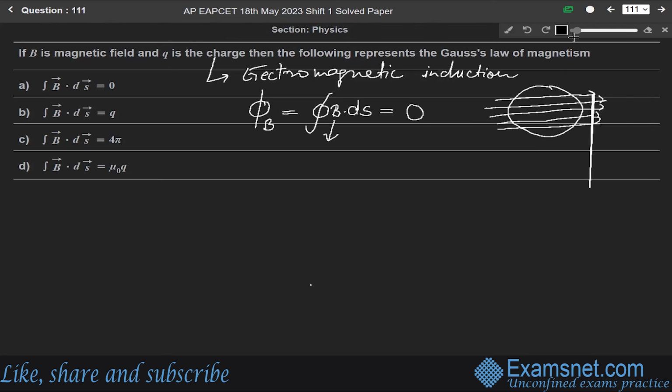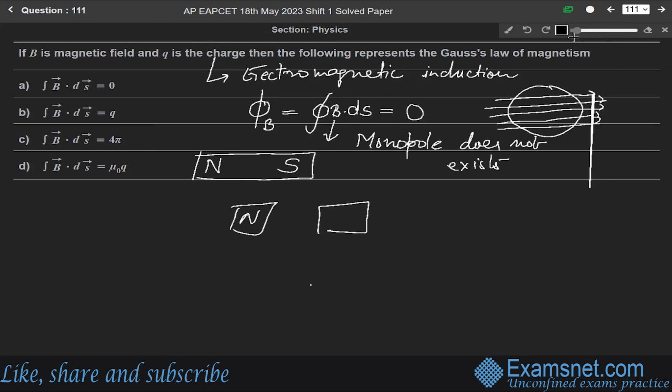This statement also states that a monopole does not exist. Monopole does not exist means in a magnet there will always be one north pole and one south pole. A single north pole or single south pole magnet does not exist. So this Gauss law of magnetism states that monopole does not exist. It means the surface integral of B dot ds is equal to 0. So option A is the correct answer.